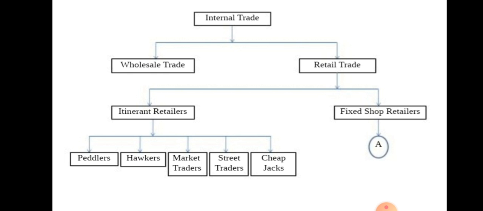Next is the types of itinerant retailers. There are many types of itinerant retailers, that is hawkers or peddlers. Here in your book peddlers are written separately and hawkers separately. Next is pavement traders, or you can say street traders. Next is market traders, and the last one is cheap jack.